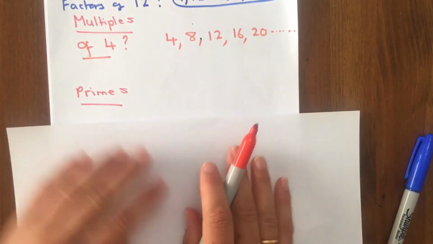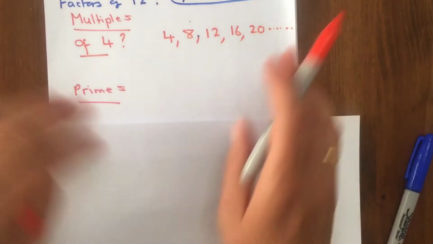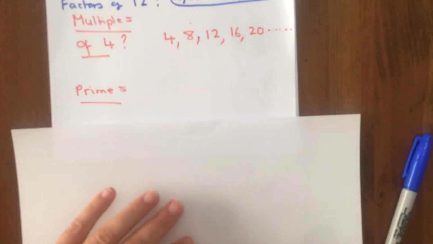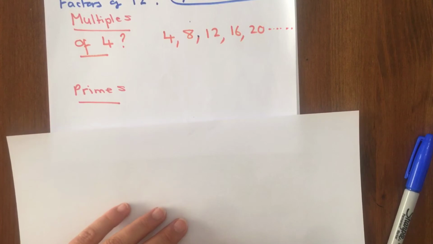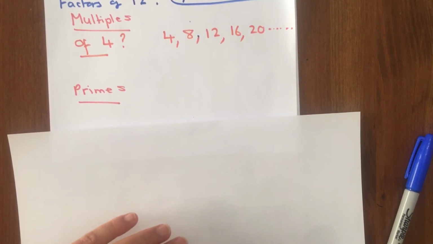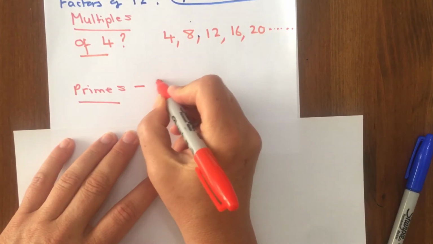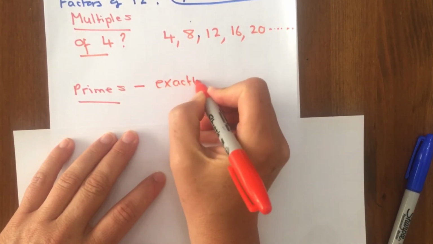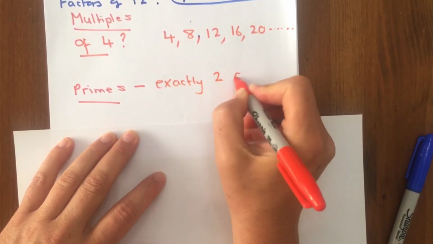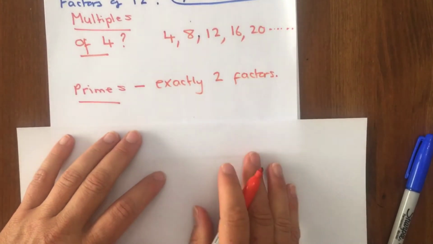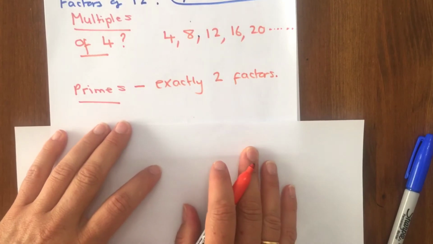But the next word we did was prime numbers. See if you can remember what prime numbers means. If I was in a class now, I'd be asking you all to show me on your whiteboard all the different prime numbers. Well, prime numbers are numbers that have, and write this down, exactly 2 factors. So this is a quick revision for you today. Numbers that have exactly 2 factors.